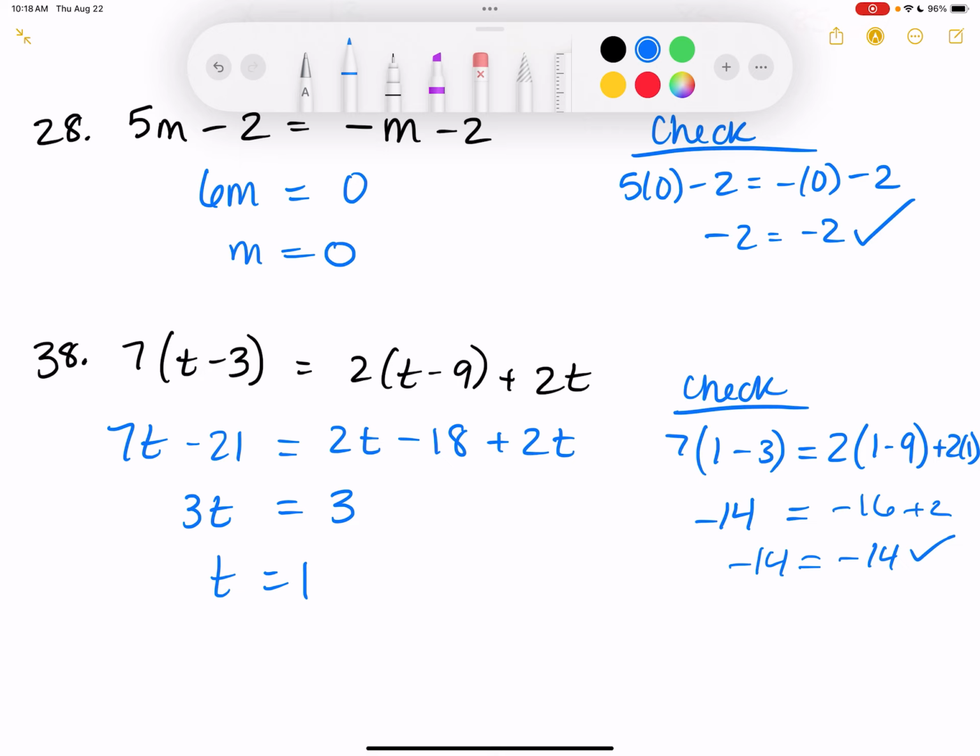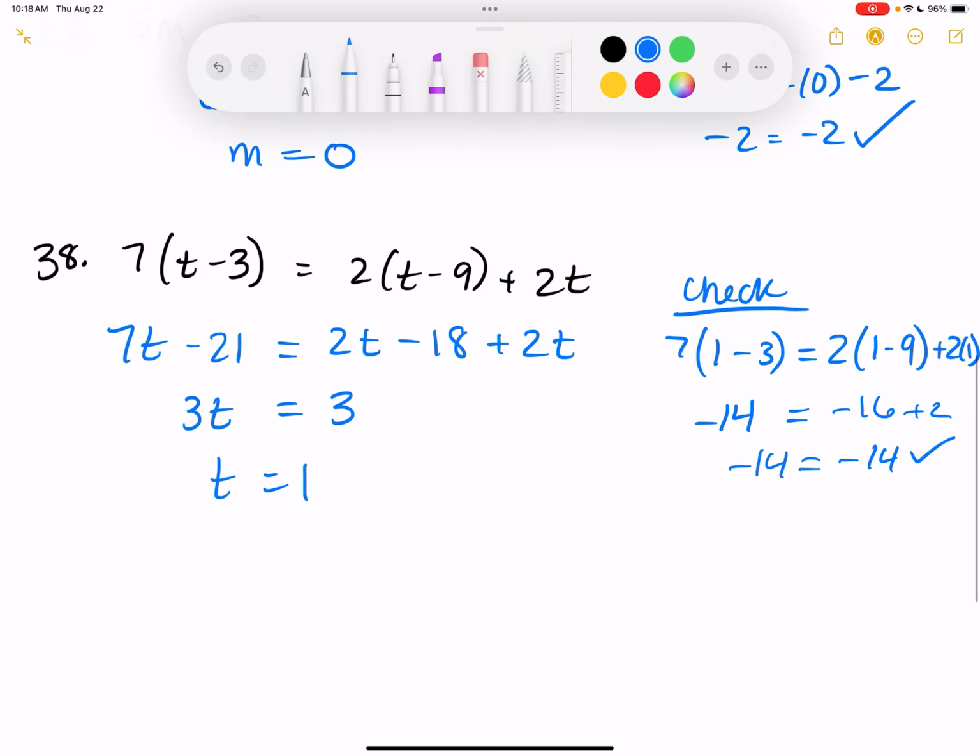Are we okay on distributive? Yes. All right.